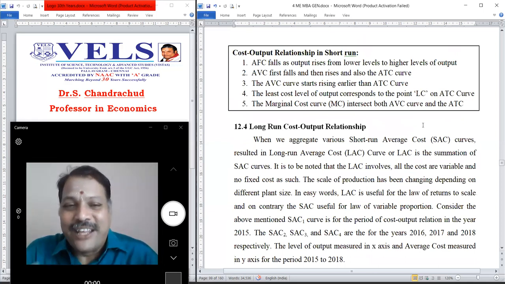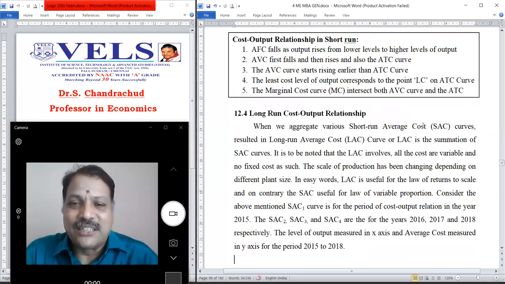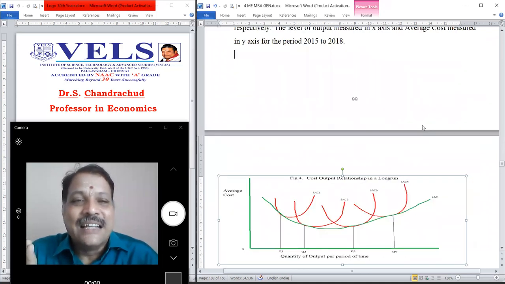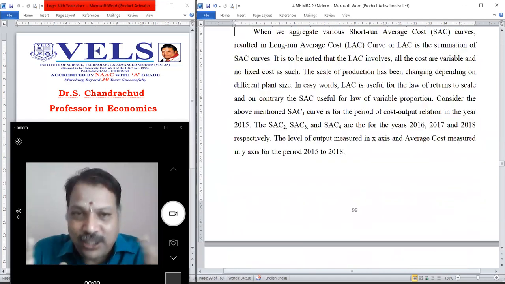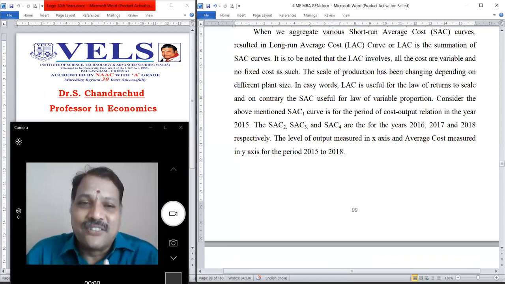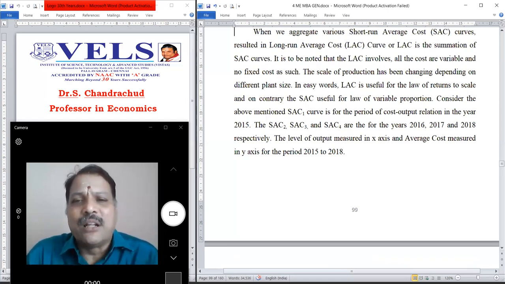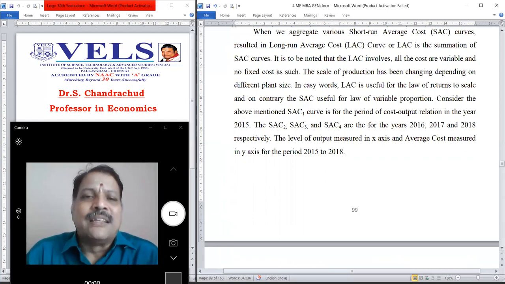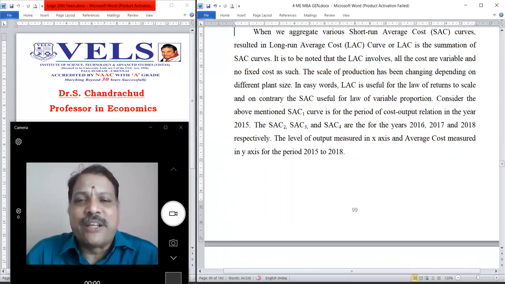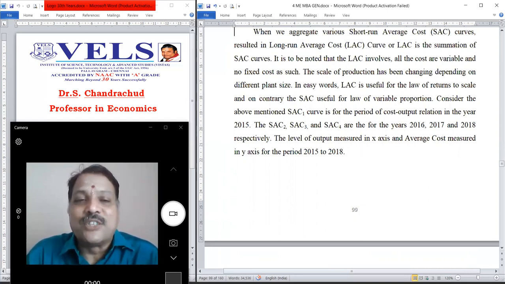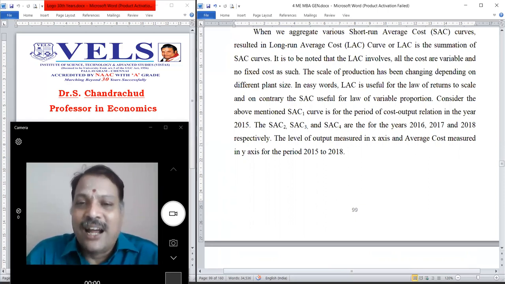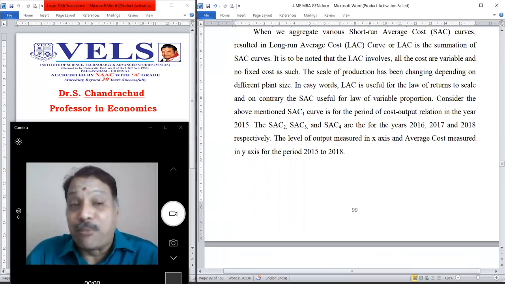When we aggregate the various short-run average cost curves, SAC curves, it results in a long-run average cost curve, or LAC, which is a summation of SAC curves. It is to be noted that the long-run average cost curve involves all costs as variable and no fixed cost as such. The scale of production changes depending on different plant sizes. In easy words, the long-run average cost curve is useful for the law of returns to scale, and in contrast, the short-run average cost curve is useful for the law of variable proportions.